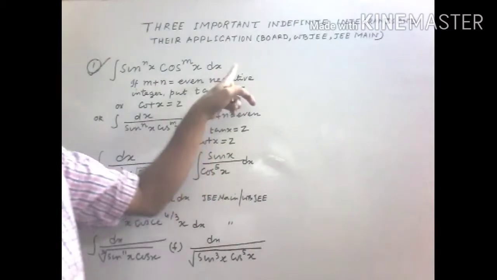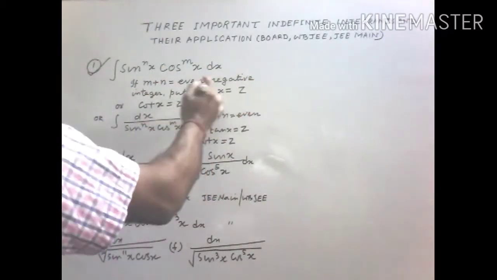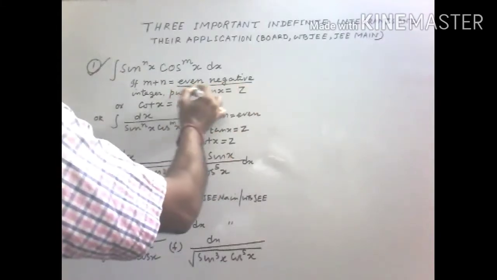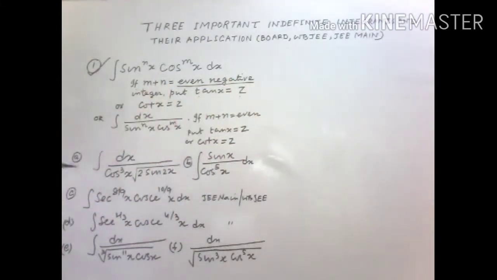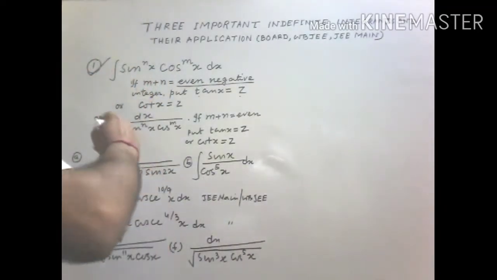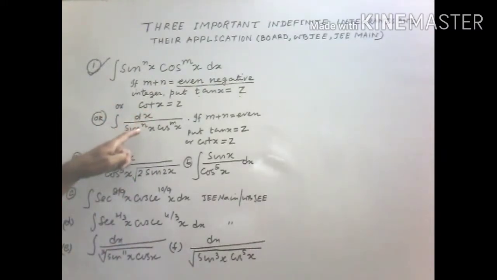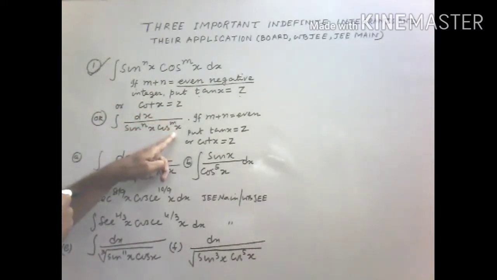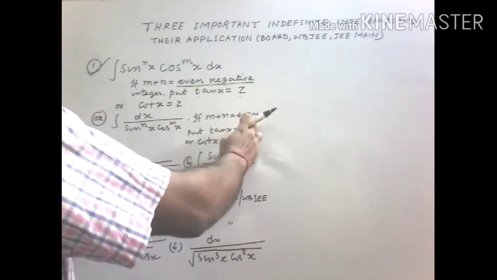If m plus n equals an even negative integer, then put tan x equals z or cot x equals z. Or you may consider this in the form dx by sin to the power n x cos to the power m x. So here m plus n equals an even positive integer.